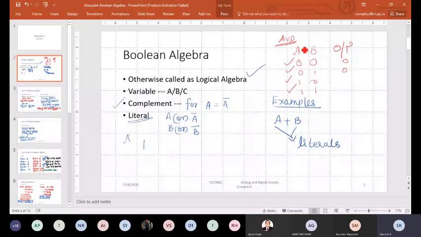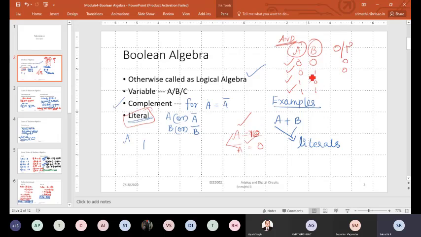So these A and B are said to be literals. And this variable, if I am telling it as A, that is nothing but logic 1, and if I am telling it as A bar, that may be written as 0. So A may take two forms, either 0 or 1. This is A, and its complement, A bar.